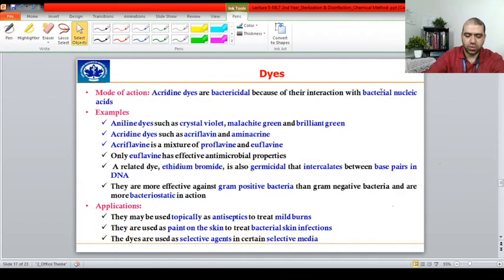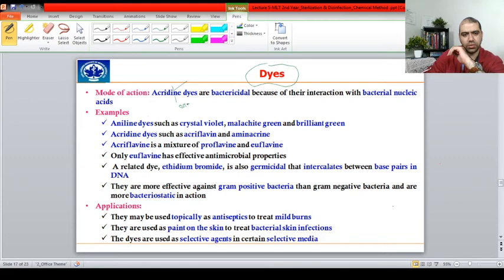Now we also have different kinds of dyes which can act as sterilizers or disinfectants in different ways. So what is the mode of action? How do they actually work? Some examples are acridine dyes. There's a dye called acridine orange. It inhibits DNA.